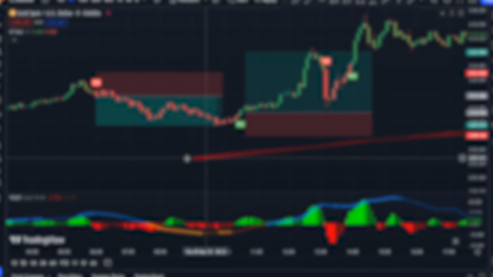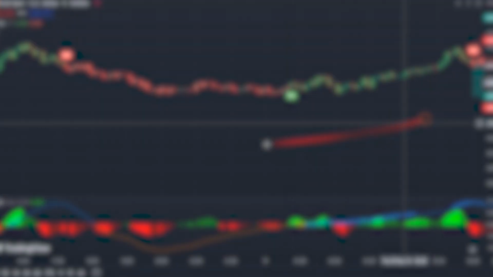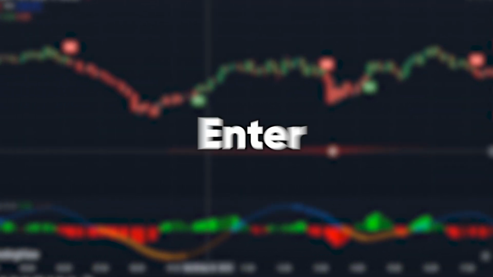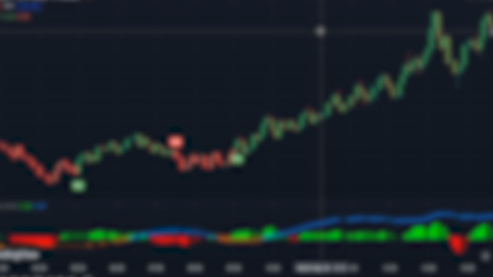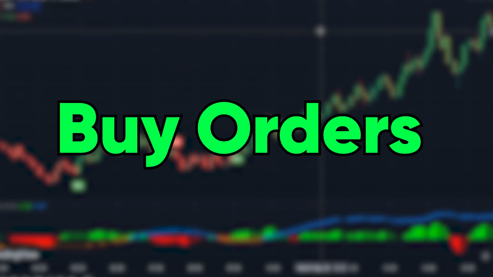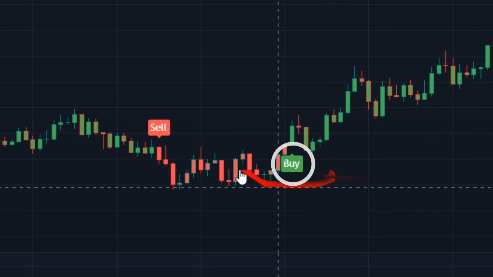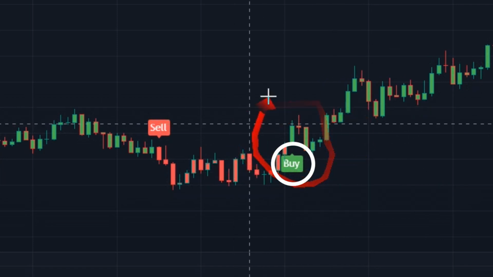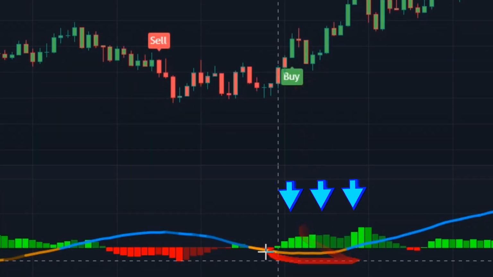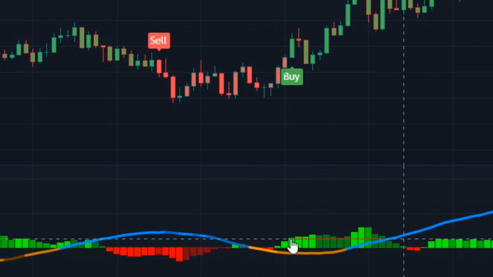Now that the explanations of these two indicators are complete, I will teach you how to enter buy and sell orders. Let's start with buy orders. First, find a buy signal like this one here. Then check the histogram to ensure it's green and above the zero line, indicating an uptrend.